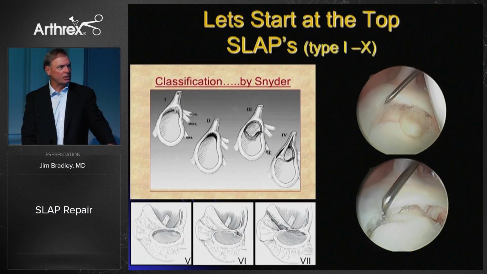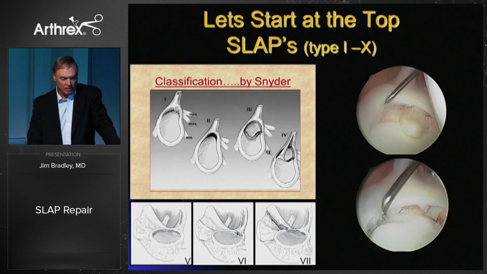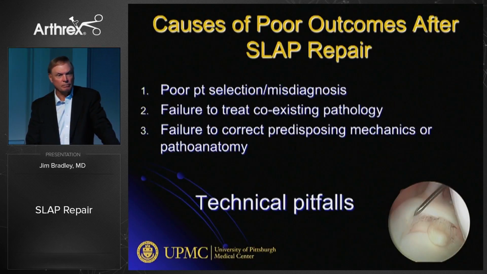Let's start at the top. There's SLAPs. There's 10 types of SLAPs. If you didn't know that, they're 1 through 10. Hopefully you know them, the classification system. But what are the causes of poor outcomes after SLAP repair?